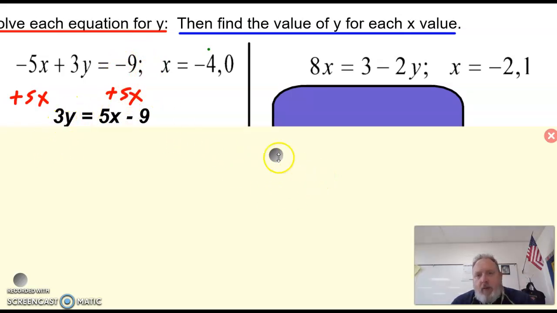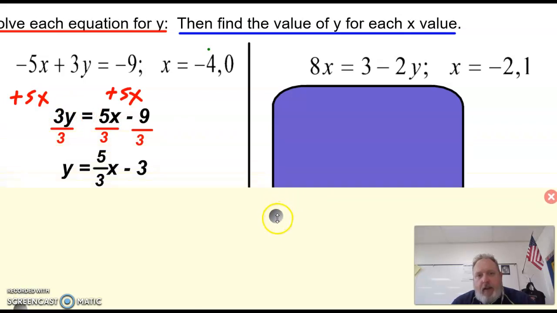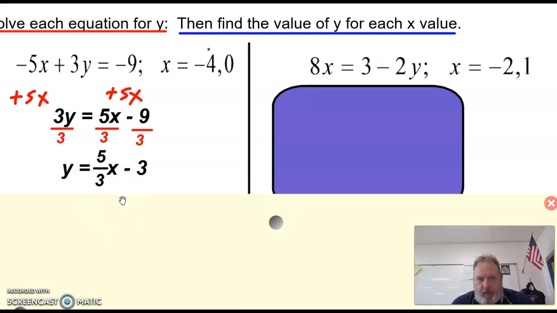I want to get to y equals, so I am going to divide by 3. And that will give me this equation right here, 5/3 x minus 3. Now at this point, I have everything I need to plug these values in. So I'm going to plug -4 in for x, and I'm going to plug 0 in for x.